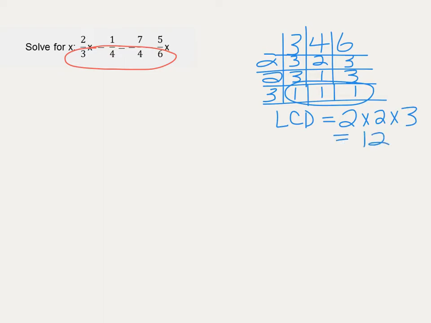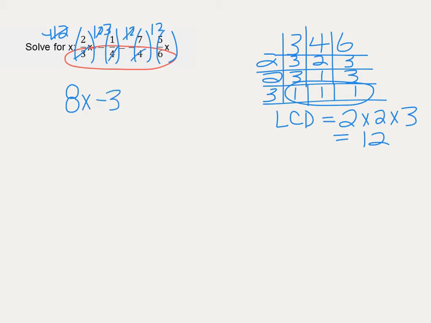So we're going to go back up to our original equation, and we're going to multiply each term by 12. And this is going to help us to eliminate the fractions. So 3 goes into 12 4 times, so that leaves us with 4 times 2, which is 8x. 4 goes into 12 3 times, which leaves us with a minus 3.